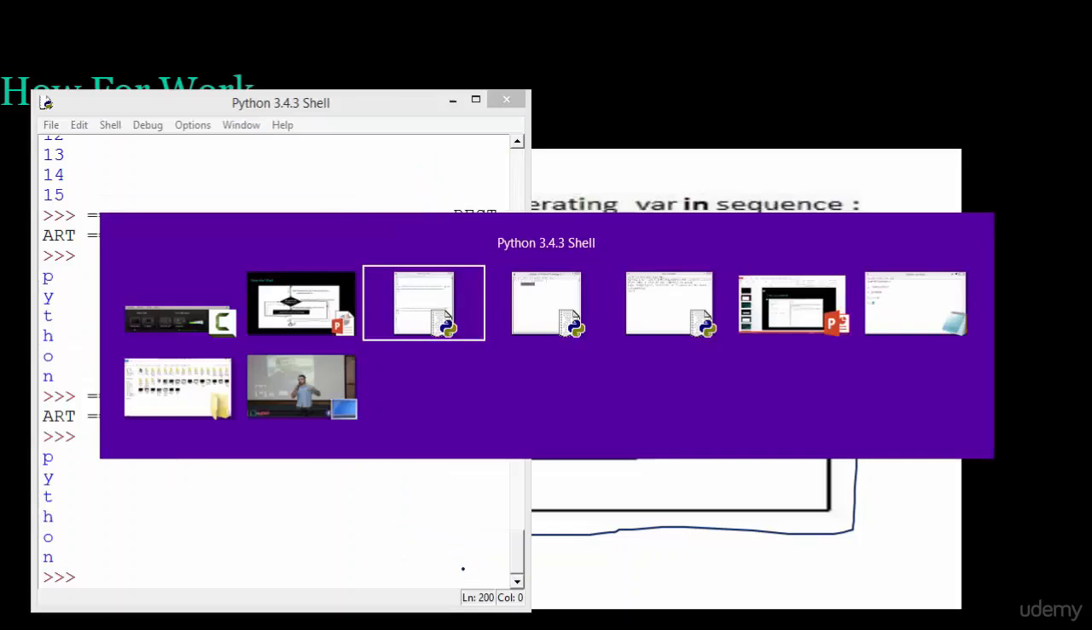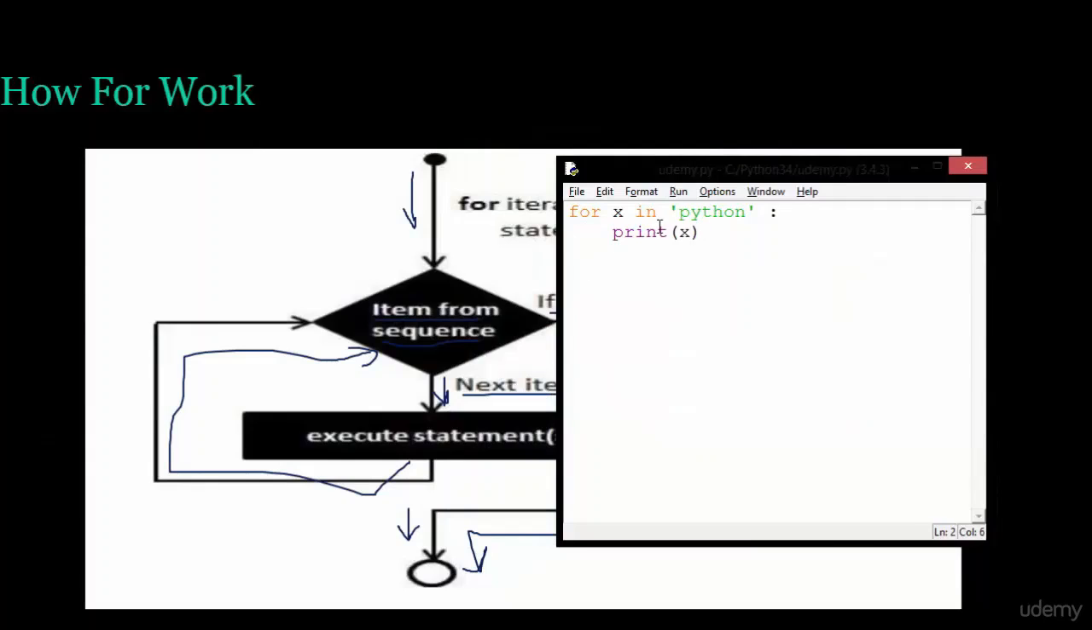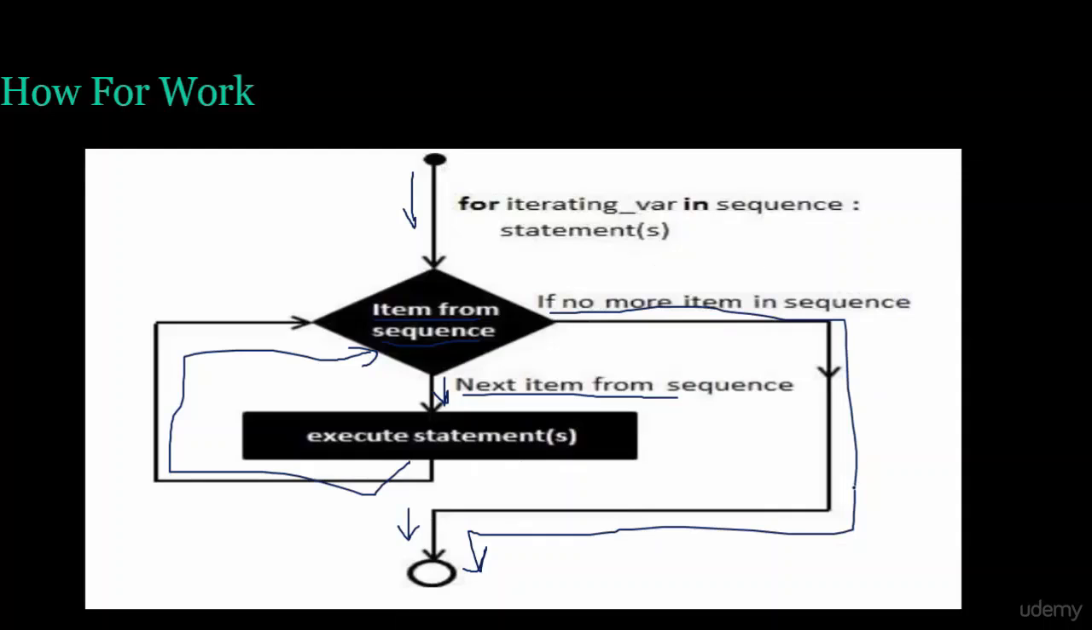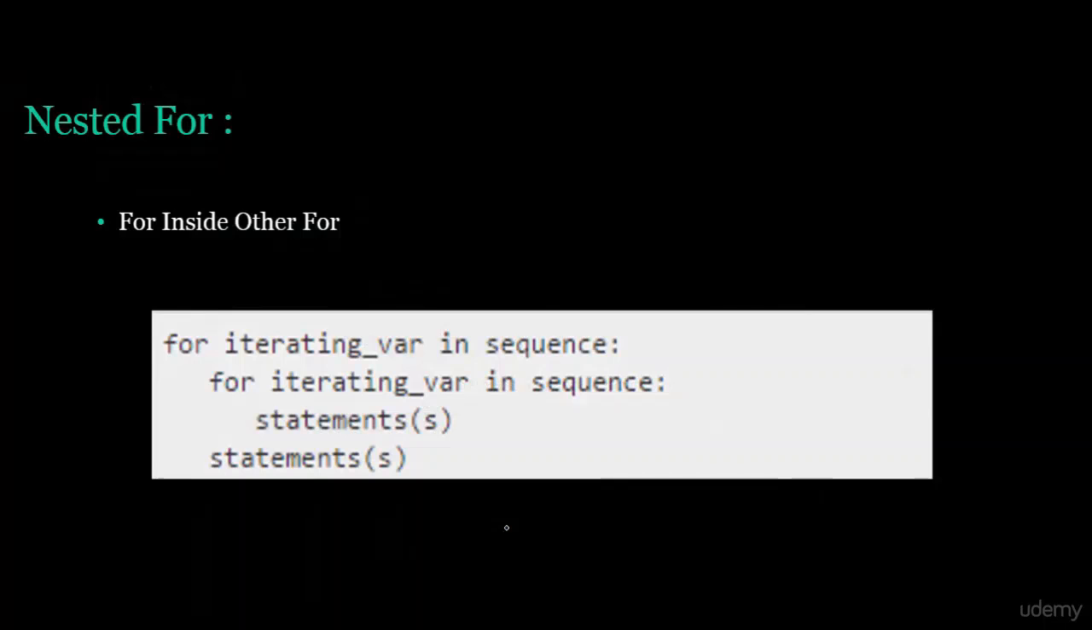If we apply this in our example, if there is a letter here, it will print it and move to the next letter, and the next letter, and print. And when there are no letters here, it will go from this and exit the loop. Okay. Nested for is a for inside another for.